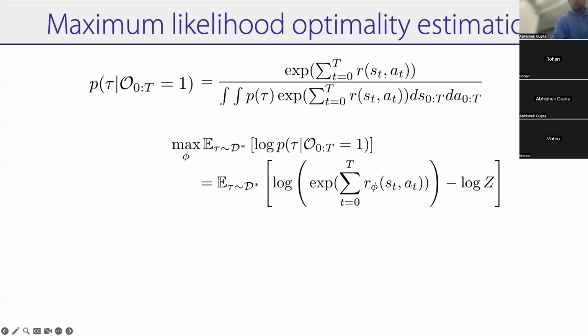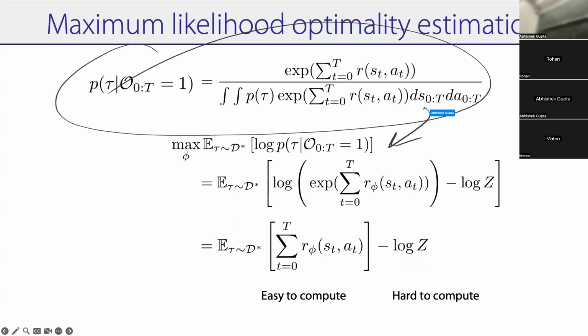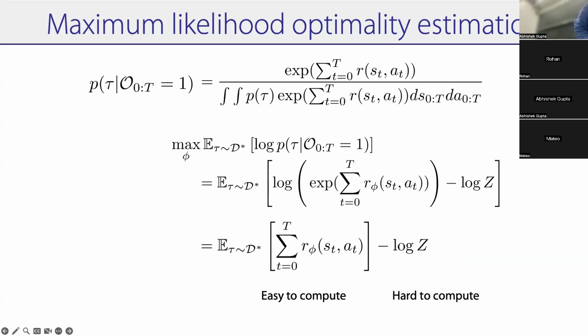Now, this thing is easy to compute. The first term, log and exp cancel out, right? And so the first term is just the expectation, over trajectories sampled from the expert, of the sum of rewards. The second term is this log Z term, which is kind of a pain to compute, right? And so what we're going to try and do is take the gradient of this and show that the gradient of log Z is much better to deal with. So literally what I did is I took this definition, stuck it in here, and then log and exp cancel. That's it. Great.